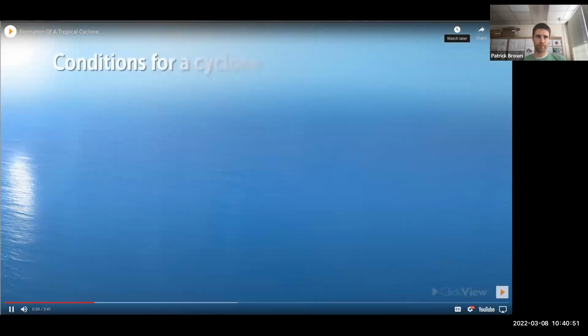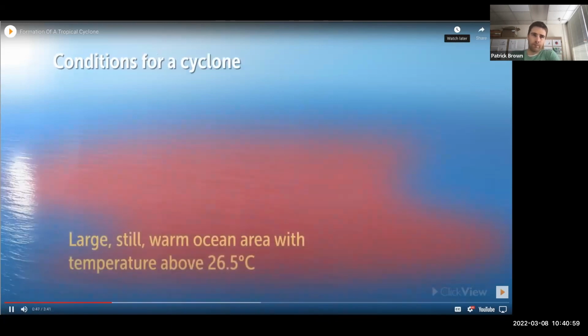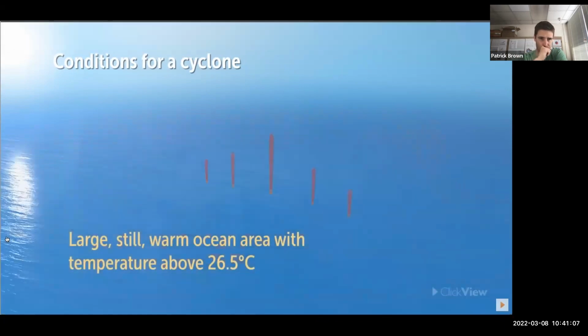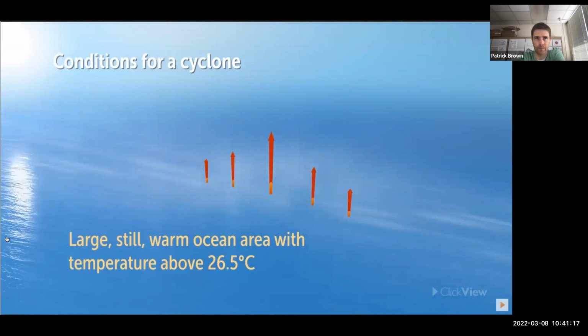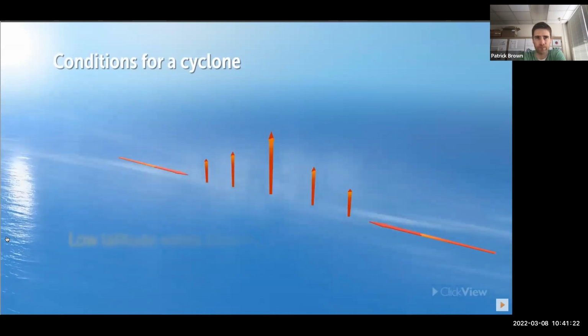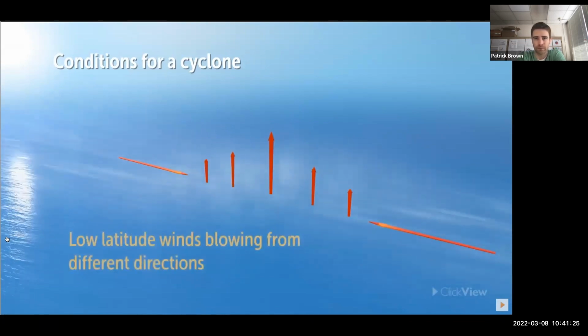The formation of a cyclone depends upon the following conditions coinciding: a large, still and warm ocean area with a surface temperature that exceeds 26.5 degrees Celsius over an extended period. This allows a body of warm air to develop above the ocean's surface. Low-altitude winds are also needed to form a tropical cyclone. As air warms over the ocean, it expands, becomes lighter, and rises. Other local winds blow in to replace the air that has risen, then this air is also warmed and rises.